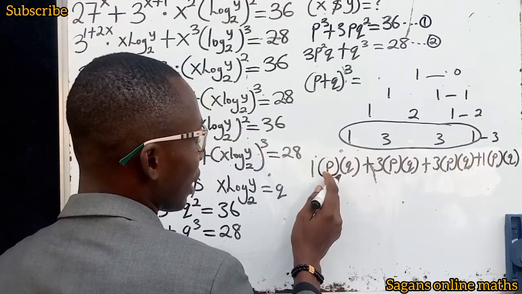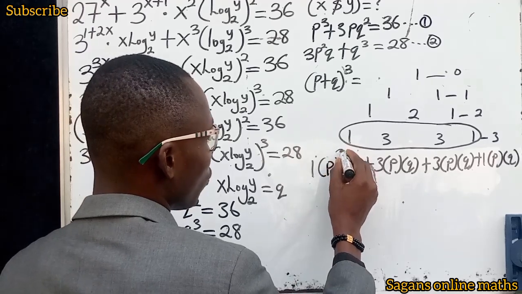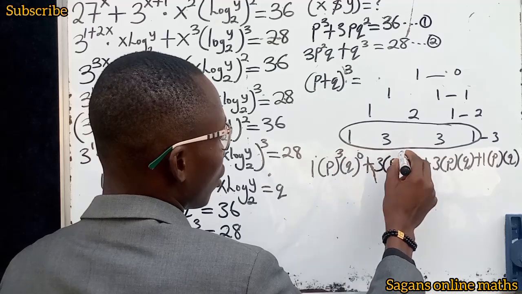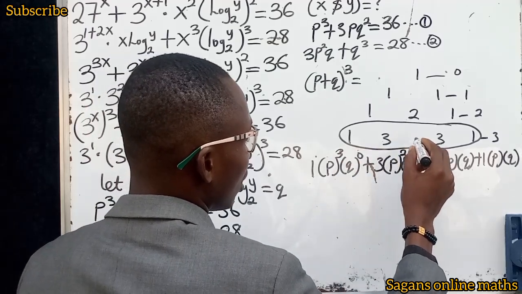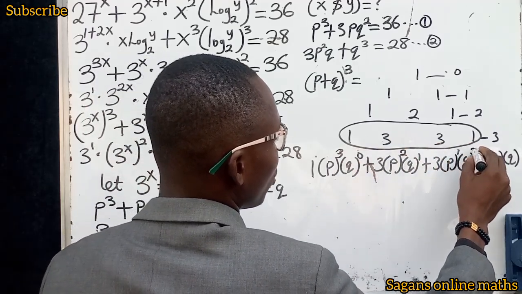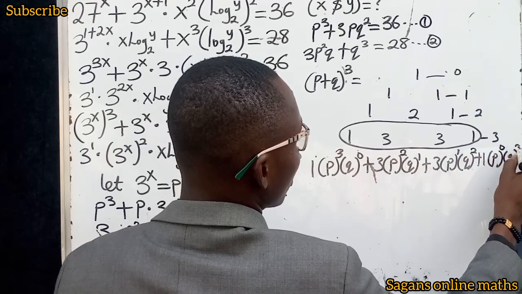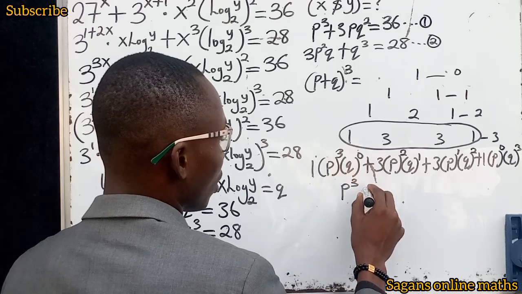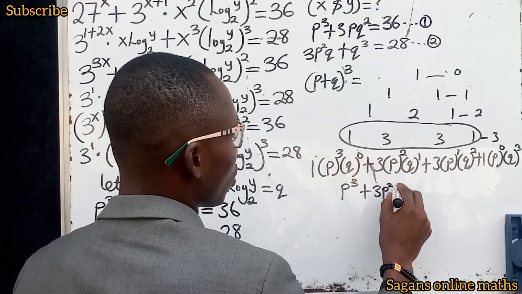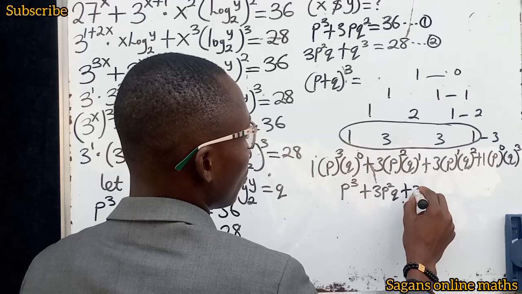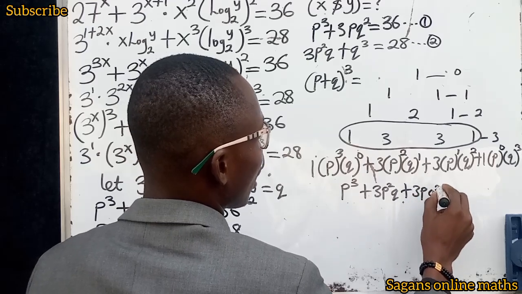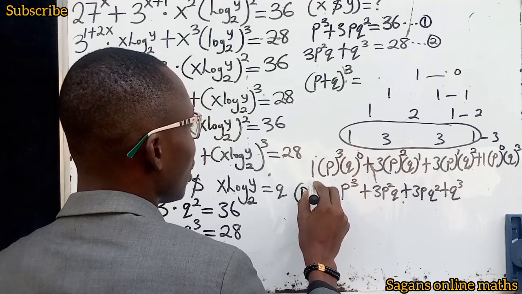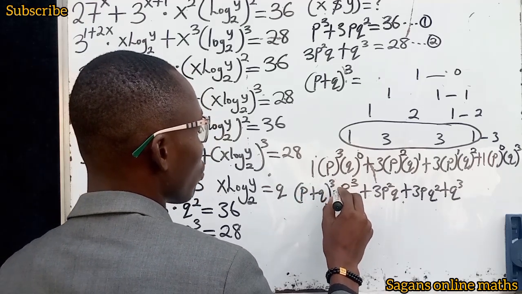Now we take the highest power, the first time we take the highest power, which is 3. So if p is decreasing, that means q will be increasing. So here we start from 0, and here will be 2, here will be 1, and here will be 1, here will be 2, here will be 0, and here will be 3. So if we simplify this, we're going to have p to the power of 3, plus 3p square multiplied by q, plus 3pq square, then plus q to the power of 3. That means p plus q all to the power of 3 is equal to this.